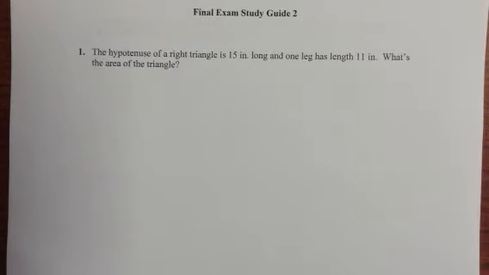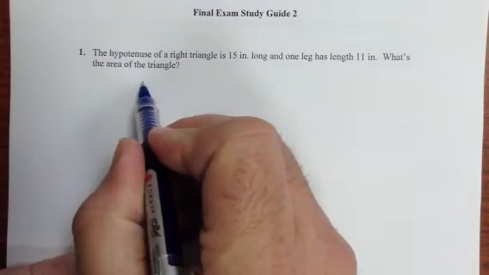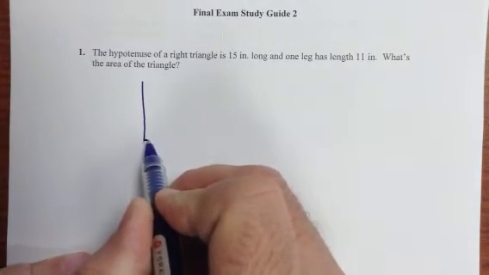Alright, here we go. Last video of the year, review sheet for the final exam, the one we were working on the other day. Question 1: the hypotenuse of a right triangle is 15 inches long. One leg is 11. What's the area?